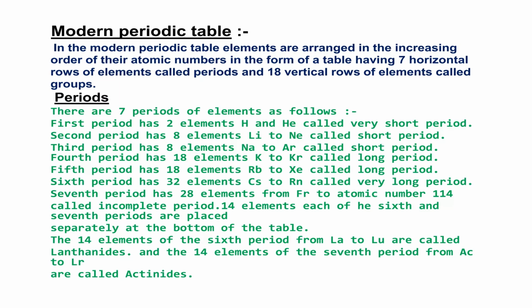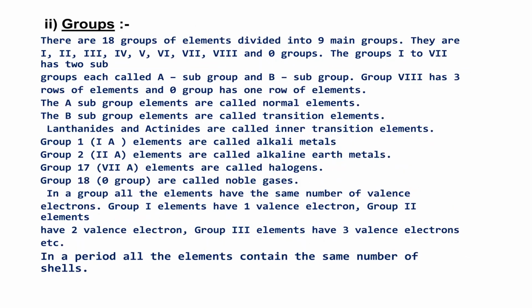Fourth period has 18 elements, potassium to krypton, called long period. Fifth period has 18 elements, rubidium to xenon, called long period. Sixth period has 32 elements, cesium to radium, called very long period. Then these are the groups: 18 groups of elements divided into 9 main groups.